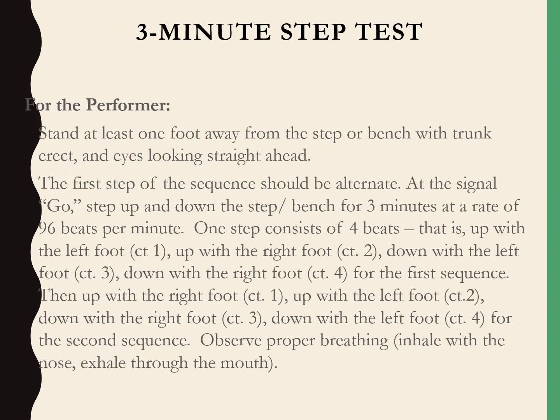We have the 3-minute step test procedure. So for the performers, stand at least 1 foot away from the step or bench with trunk erect and eyes looking straight ahead. The first step of the sequence should be alternate. At the signal go, step up and down the step bench for 3 minutes at a rate of 96 beats per minute. So one step consists of 4 beats.